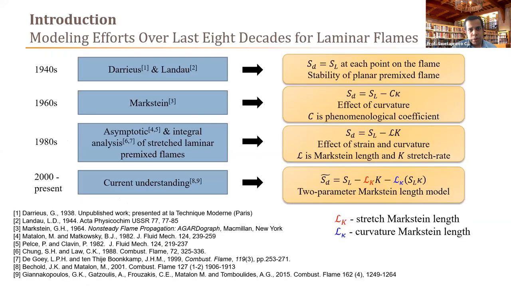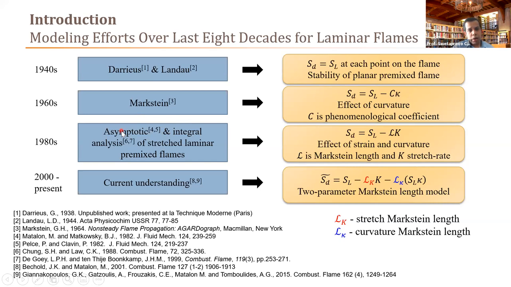But is it always true? Let's take a brief overview of the modeling efforts for laminar flames. The first laminar flame model used was, of course, by Darrieus and Landau, where they assumed that the local flame displacement speed is essentially equal to SL at each point on the flame. And this was used to study the stability of flames. Then Markstein in the 1960s said the flame speed can be modulated due to curvature effects, and he proposed a constant.